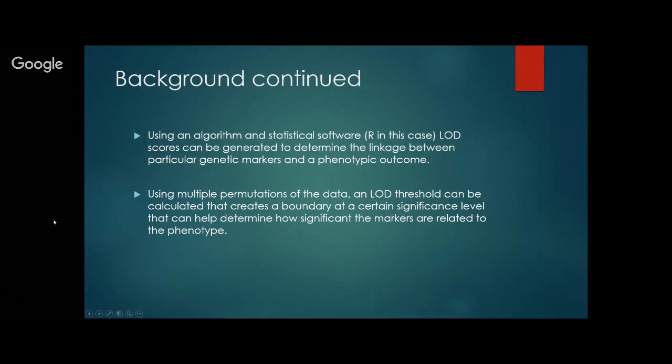So continuing, QTL uses an algorithm and statistical software, R in the case of my analysis, to compute LOD scores to determine the linkage between particular genetic markers and a phenotypic outcome. Using multiple permutations of the data, an LOD threshold can be calculated that creates a boundary at a significance level of interest that can help determine how significant the markers are related to the phenotype.